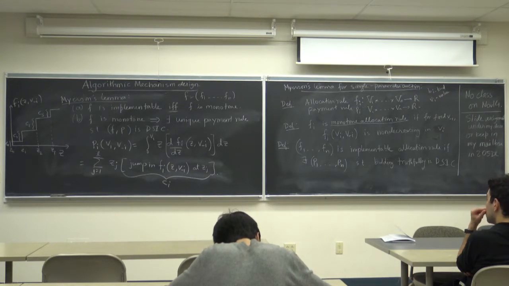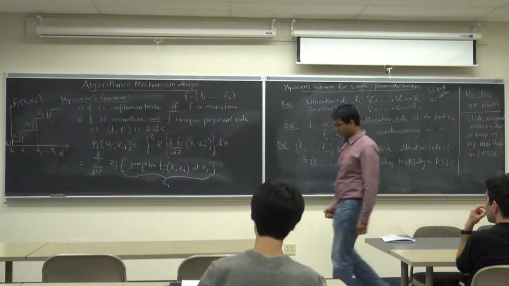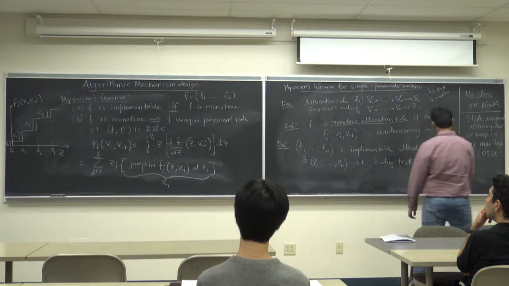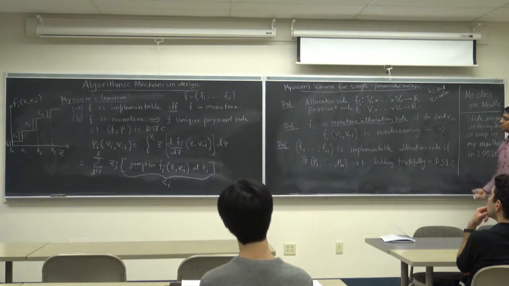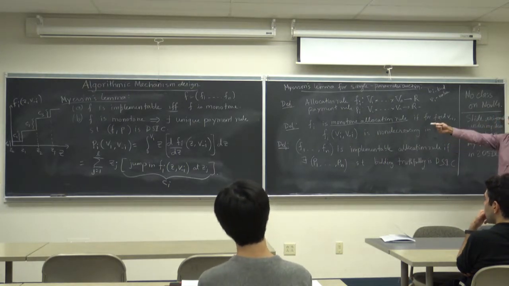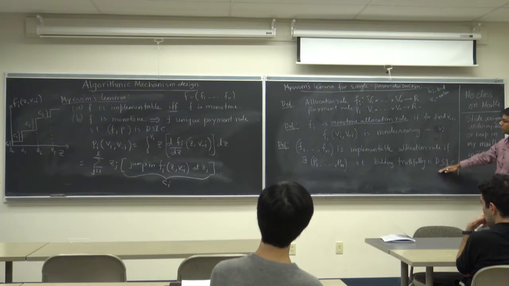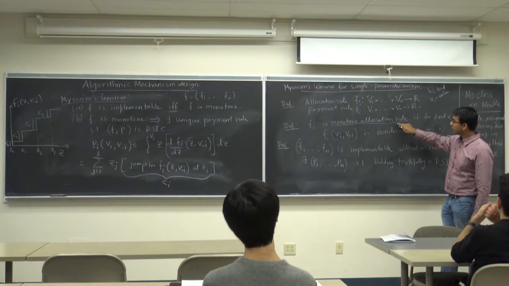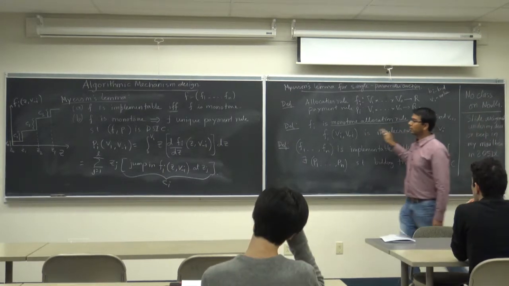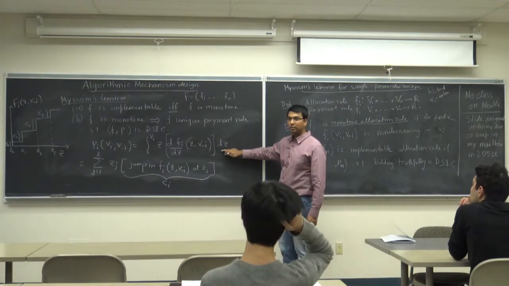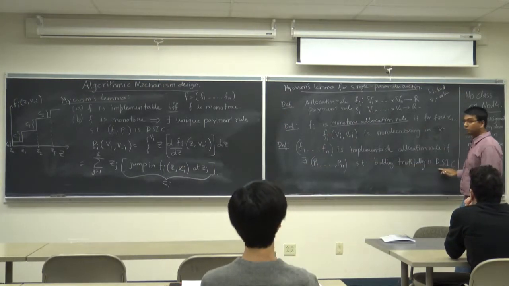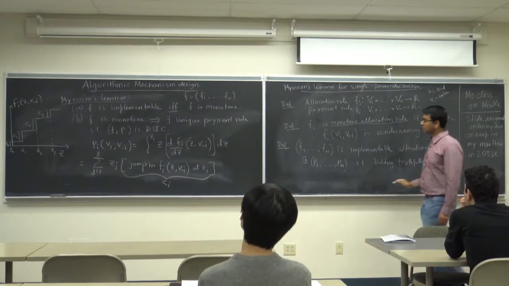So why is this important? Well, the whole idea of having a DSIC mechanism boils down, because of Myerson's lemma, to coming up with a monotone allocation rule. Because if you can come up with a monotone allocation rule, you can come up with a payment so that bidding truthfully becomes DSIC.